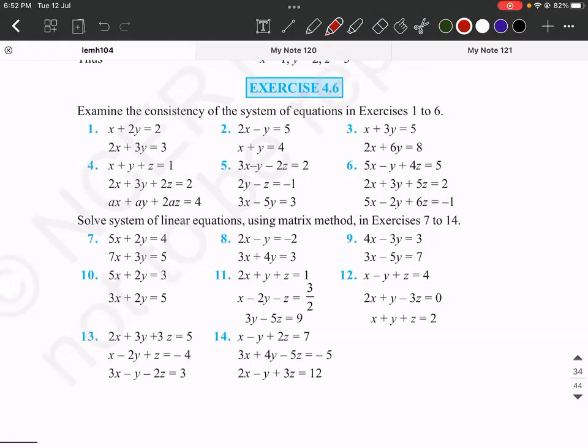For example, for the first one, is it consistent? Looking at the equation, you can say 1 by 2 is equal to 2 by 3. Yes, it is. Second one, yes, it is. Third one, 1 by 2 is equal to 3 by 6 is not equal to, so they are parallel lines. It is inconsistent. But you have to prove that using the inverse method.